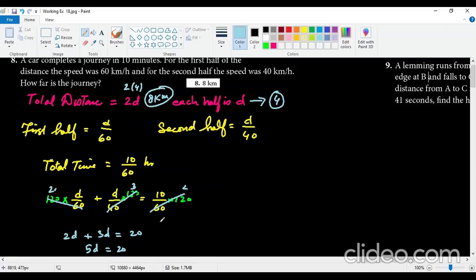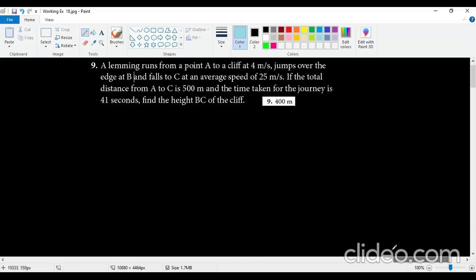Moving on to the next question, which is question number 9. It says lemmings run from point A to a cliff at 4 meters per second, jump over the edge at B, and fall to C at an average speed of 25 meters per second. If the total distance from A to C is 500 meters and the time taken for the journey is 41 seconds, find the height BC of the cliff.